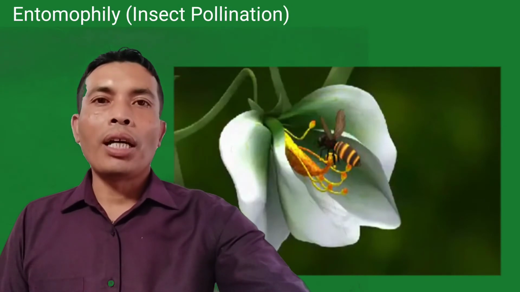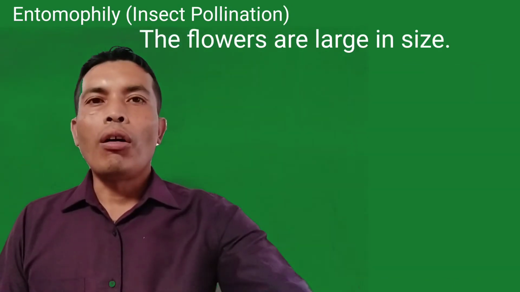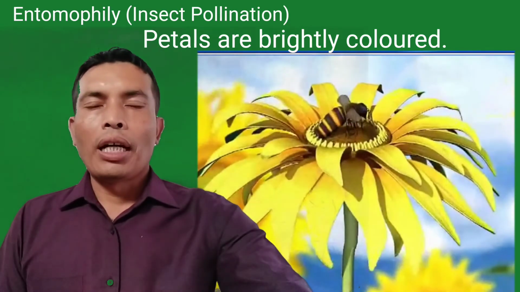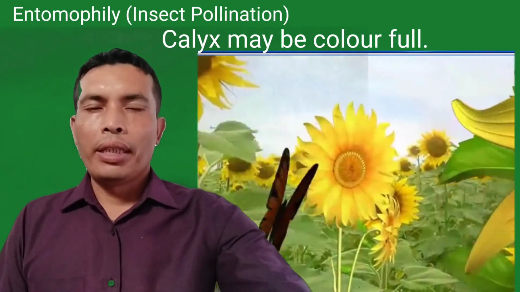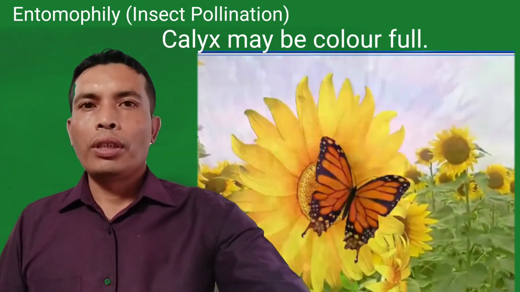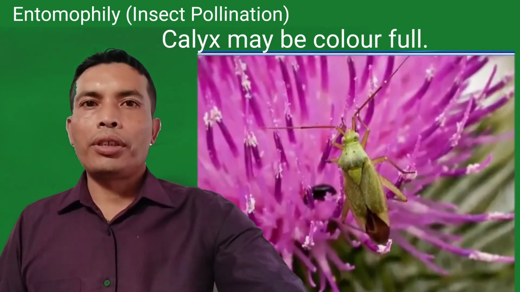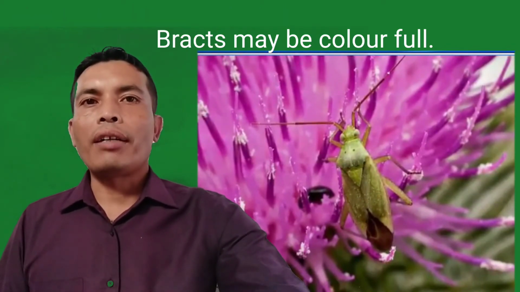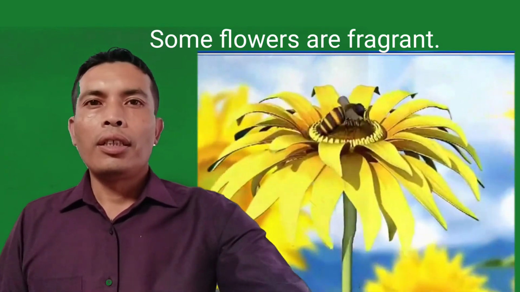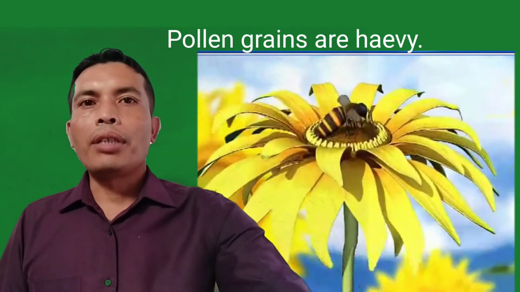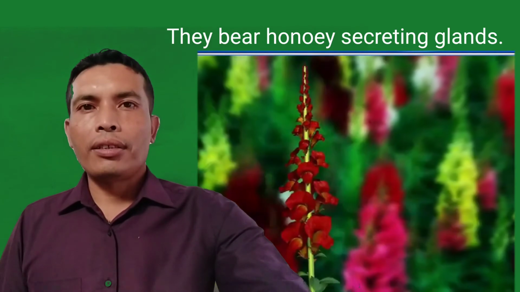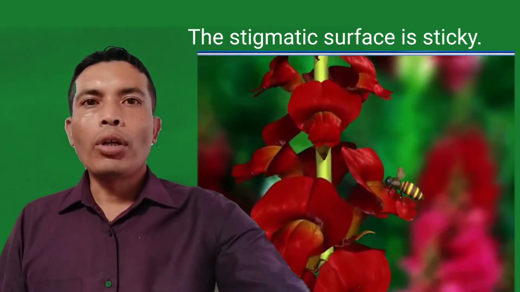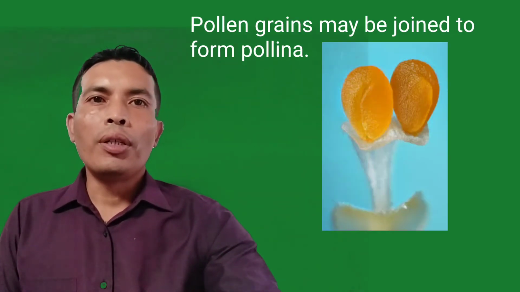The flowers are of large size. Corolla of flowers is brightly colored. Calyx is petaloid, in some cases, meaning it is colorful, so it is termed as petaloid. Bracts may become bright colored. Some flowers are very fragrant. The pollen grains are heavy. They bear honey secreting glands. The stigmatic surface is sticky. Pollen grains may be joined to form pollinia.